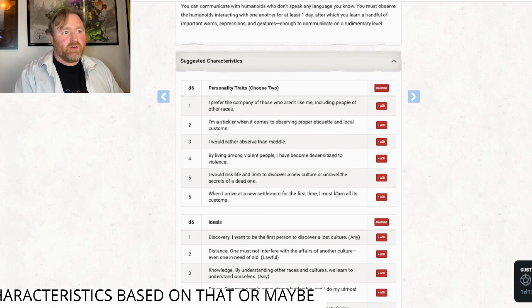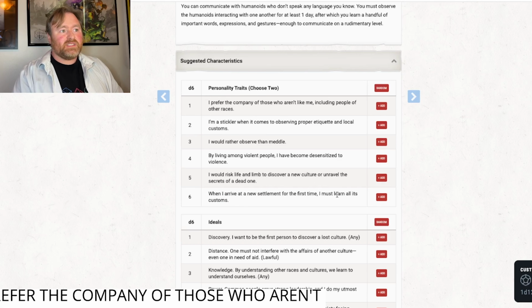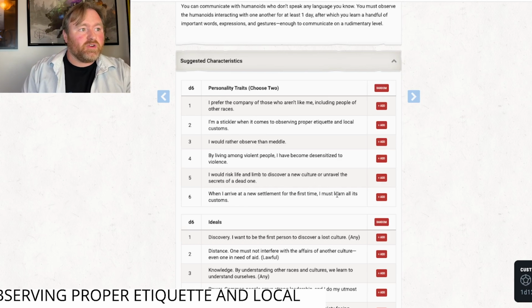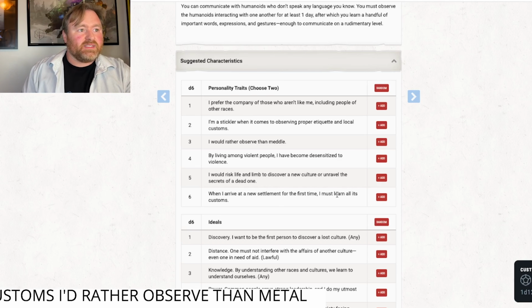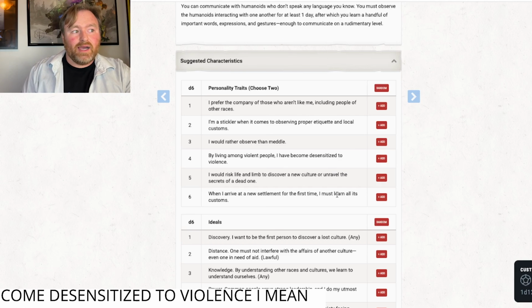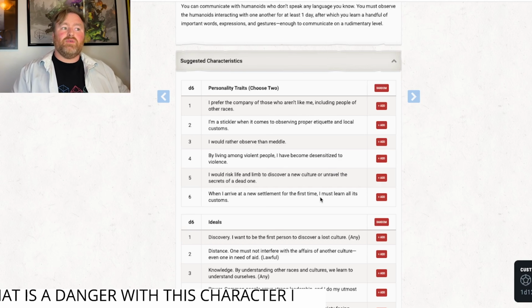I prefer the company of those who aren't like me, including people of other races. I'm a stickler when it comes to observing proper etiquette and local customs. I'd rather observe than meddle. No. By living among violent people, I've become desensitized to violence. I mean, that is a danger with this character. I don't think we're there.